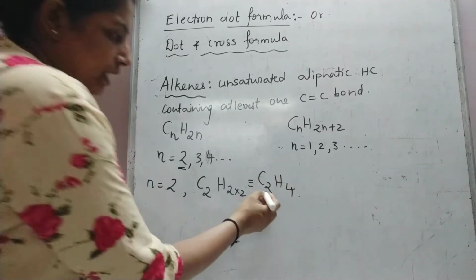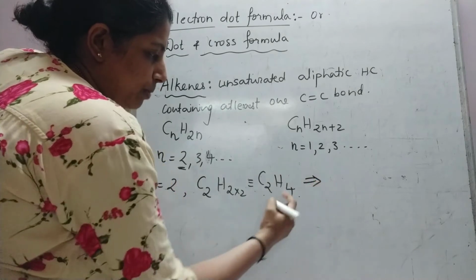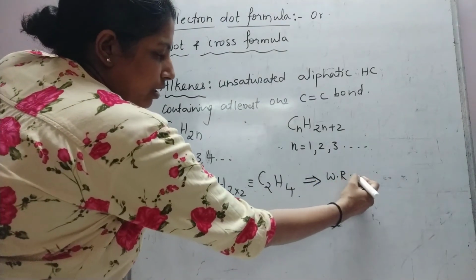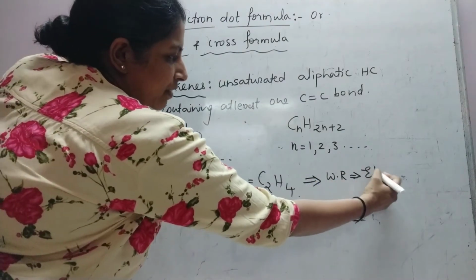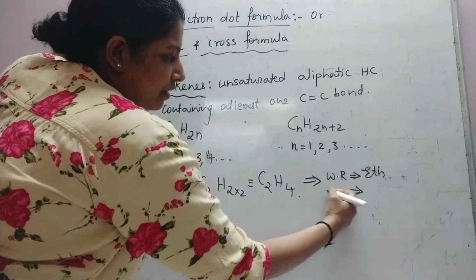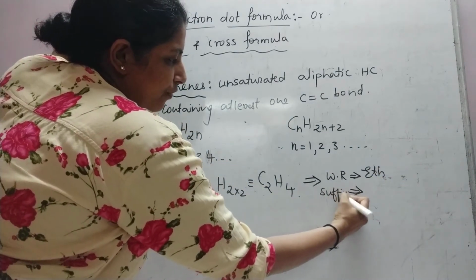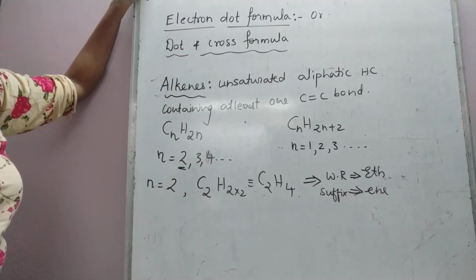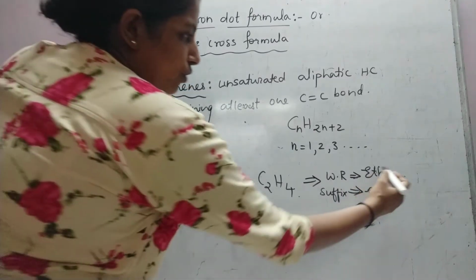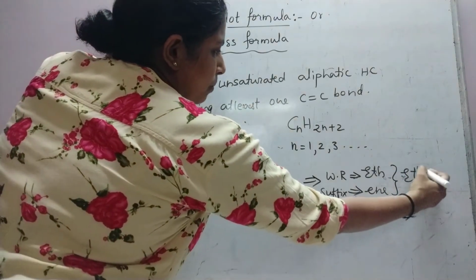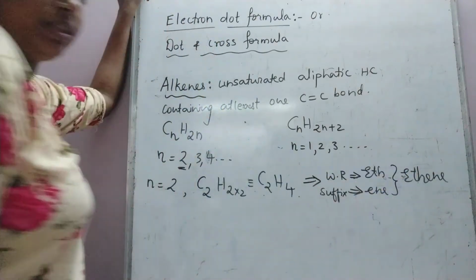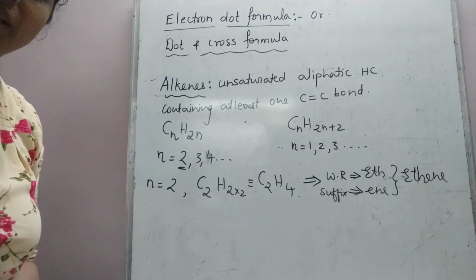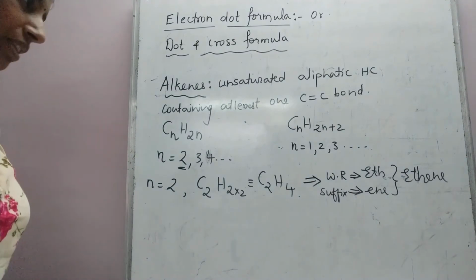Now this alkene contains 2 carbon atoms. So the root word will be eth, and you will add the suffix "ene" because it is an alkene. So what will be the name of the compound? The name of the compound will be ethene.